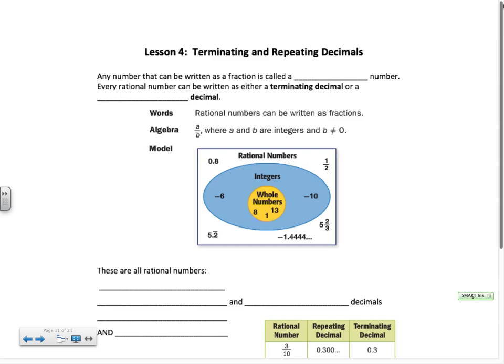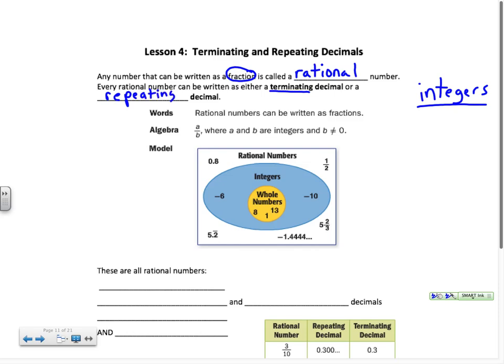Follow along as I read it out loud and fill in the blanks. Any number that can be written as a fraction is called a rational number. So let's remember, integers only included our positive numbers, negative numbers, and zero. So now we have additional types of numbers, and those are fractions, and we call those rational numbers. So every rational number can be written either as a terminating decimal or a repeating decimal.